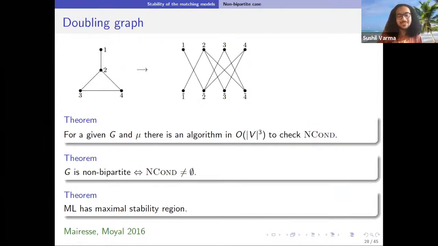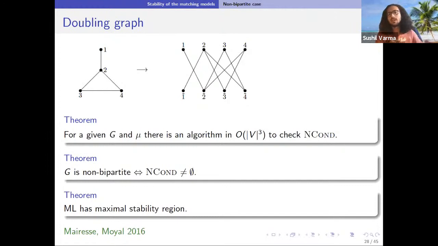Here you said that for a general graph you can convert it into a bipartite graph. So what is the equivalence, in the sense that this second theorem says that if it's bipartite, then this necessary condition does not hold? How is it equivalent? Because for the left-hand side, even if this condition holds, for the right-hand side it won't hold. Or am I getting it wrong?